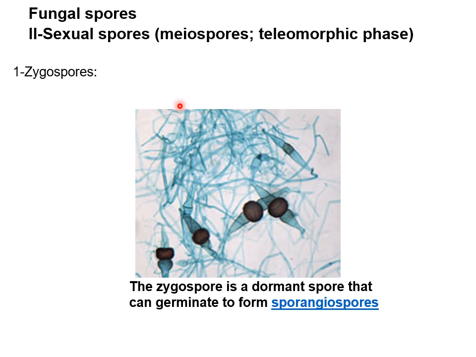Moving on to the sexual spores, and these, like we said earlier, arise after meiosis or after fusion of nuclei, and these are called meiospores, and this is the teleomorphic phase, the sexual sporulation. So the first type are the zygospores. This is what they look like.